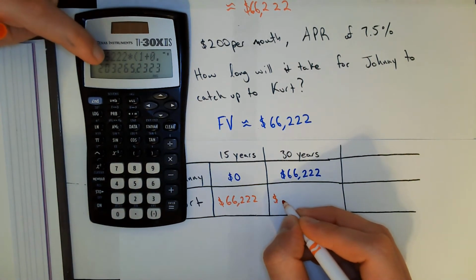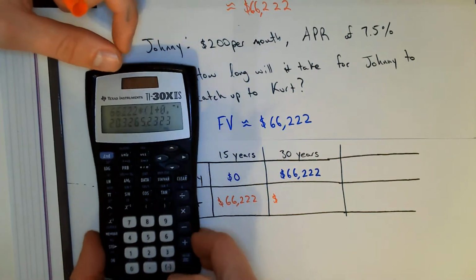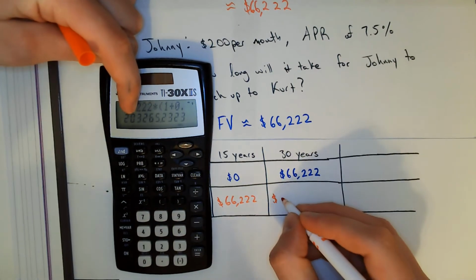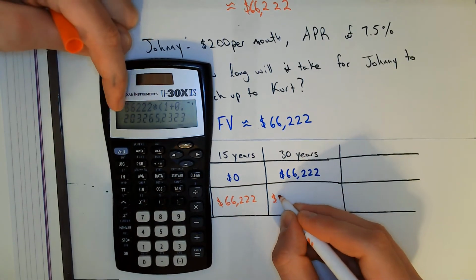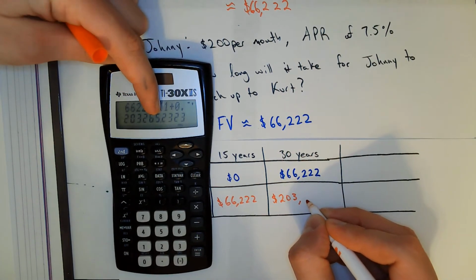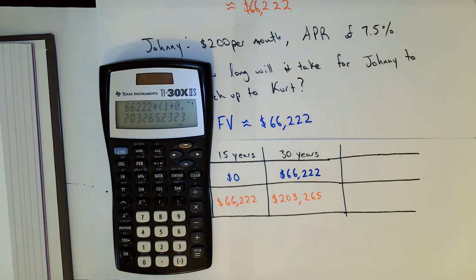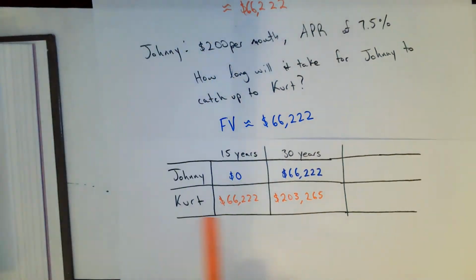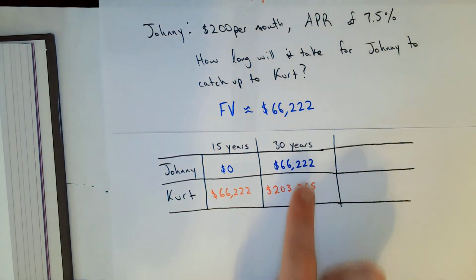2 million. Oh no, I'm misreading it again. I don't know why. I haven't been misreading my calculator all day today. I thought it said 2 million at first, and that seemed crazy. It's still a lot though, $203,265, and I'm not going to worry about the cents here. Okay, so this is where Kurt is after 30 years and where Johnny is after 30 years. So it's a huge gap here.